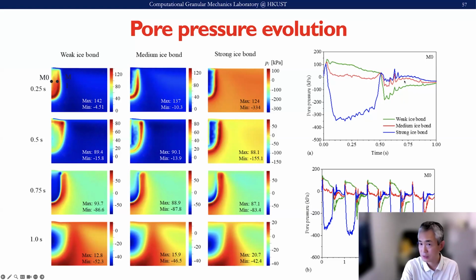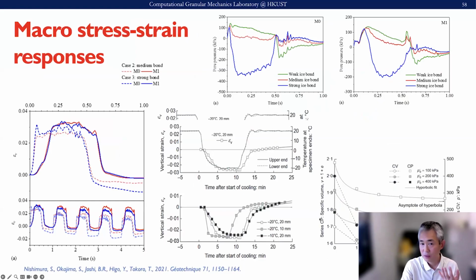That will further affect the strength of the soil and the deformation. So we can further correlate this with experimental observations, and this is quite consistent. It accounts for this phase change process. How would that generate the deformation and strength changes? And because these are cyclic thermal cycles.